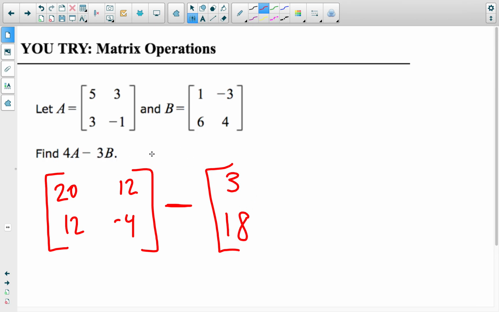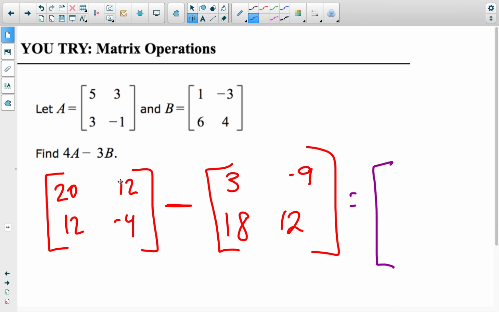3 times 1 is 3, 3 times 6 is 18, 3 times -3 is -9, and 3 times 4 is 12. Here, we have to make sure we remember to subtract. 20 minus 3, again using my corresponding elements, is 17. 12 minus 18 is -6. Careful here, very, very careful. 12 minus -9 really is 12 plus 9, which is 21. And then -4 minus 12 will give us -16.